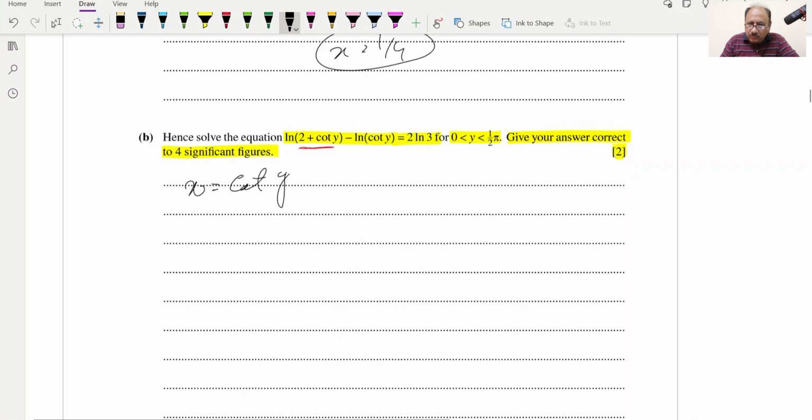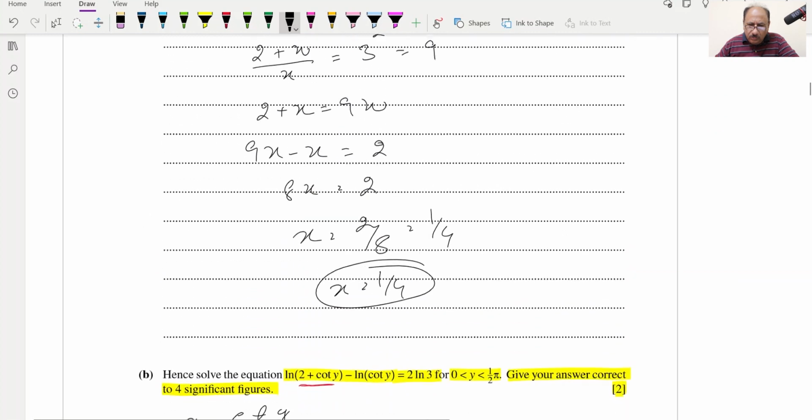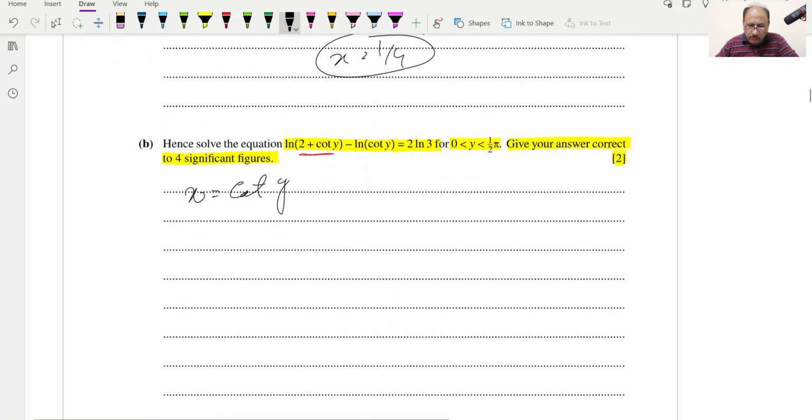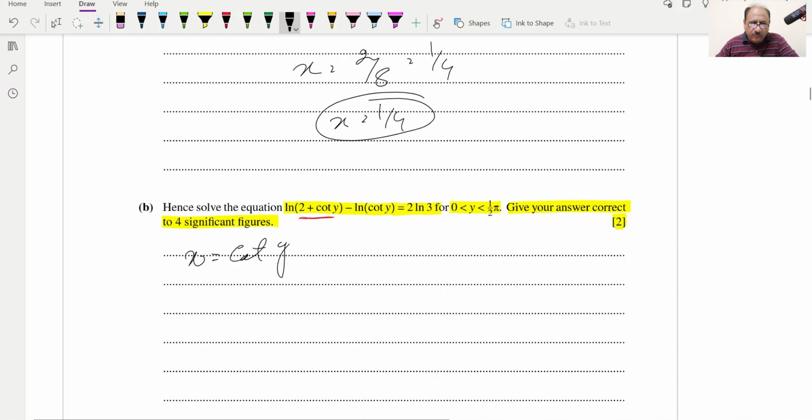and cotangent y is equal to what? 1 over x, so x is equal to 1/4. This implies cotangent y will be equal to 1/4, which we found over here. So we can write the inverse of cotangent x is tan x. So tan y is equal to the reciprocal of 1/4, which will be 4.